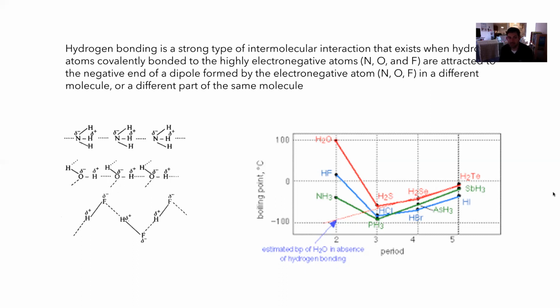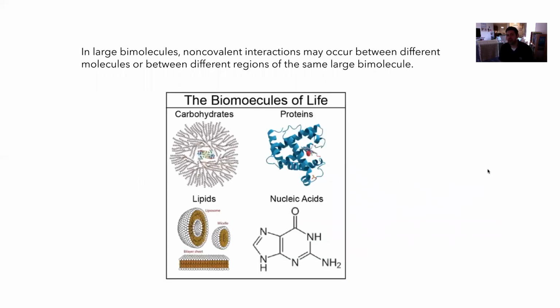Don't worry about this graph, but just keep in mind, hydrogen bonding is something separate that only occurs with those 3 elements: nitrogen, oxygen, and fluorine, and hydrogen bonding is the top of our intermolecular forces. It's a form of dipole-dipole. It's a special form, but again, only those 3 elements. Now, in large biomolecules, we can get these non-covalent interactions that may start to occur between molecules of different regions or of the same large biomolecules.